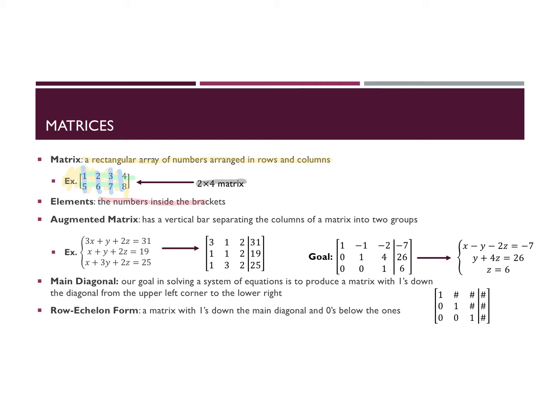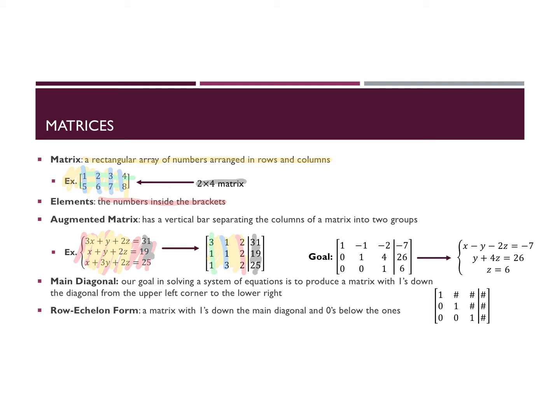The elements are the numbers inside the brackets, so the 1, 2, 3, 4, 5, 6, 7, 8. And an augmented matrix is a vertical bar separating the columns of a matrix into two groups. Okay, so if we look at our system example here, notice your coefficients of x, y, and z are on the far left. And it's almost like you have an x column, a y column, and a z column. The numbers on the far right of the bar represent what the system equals.